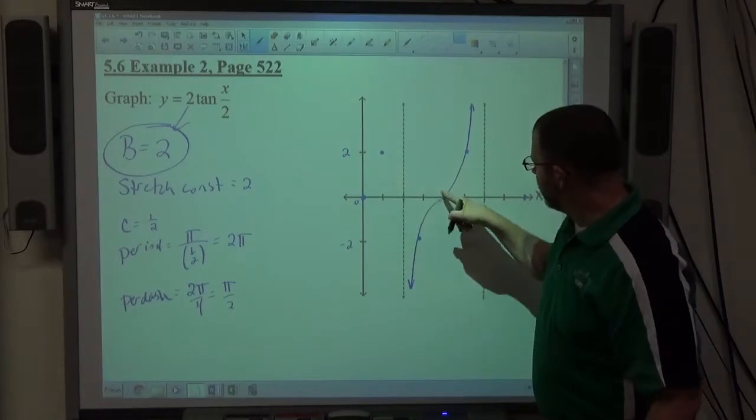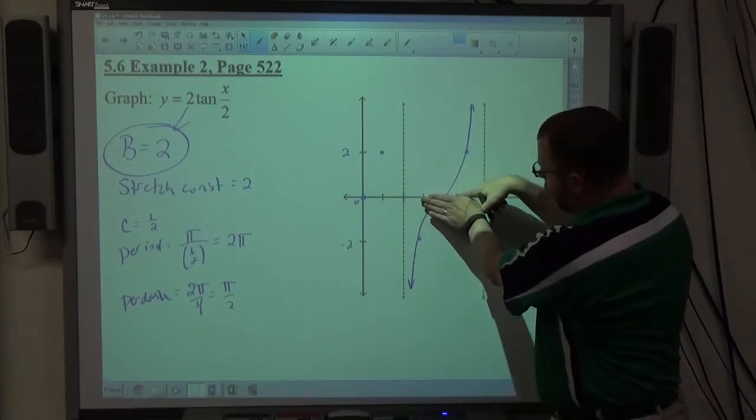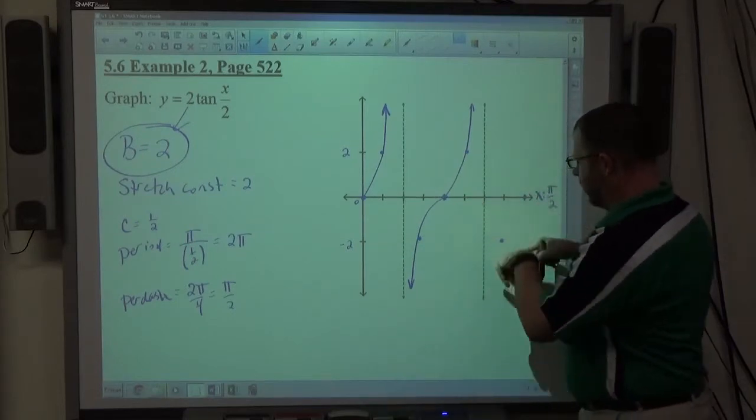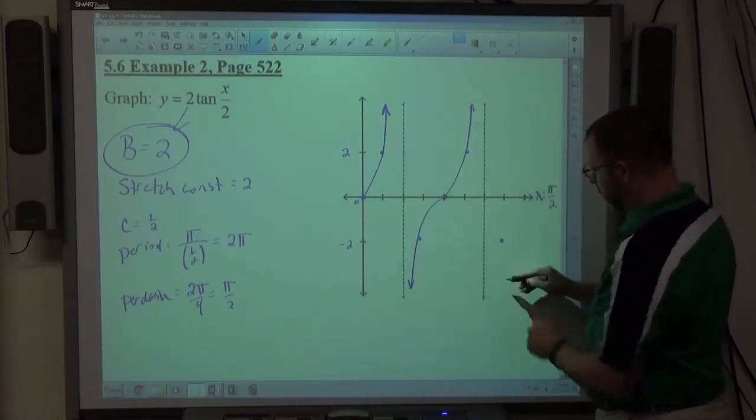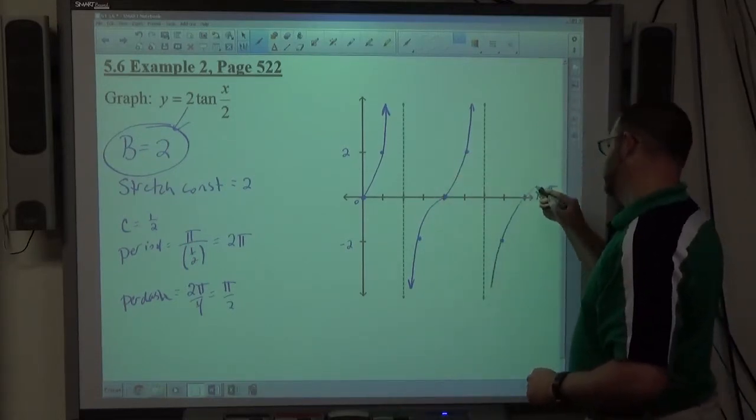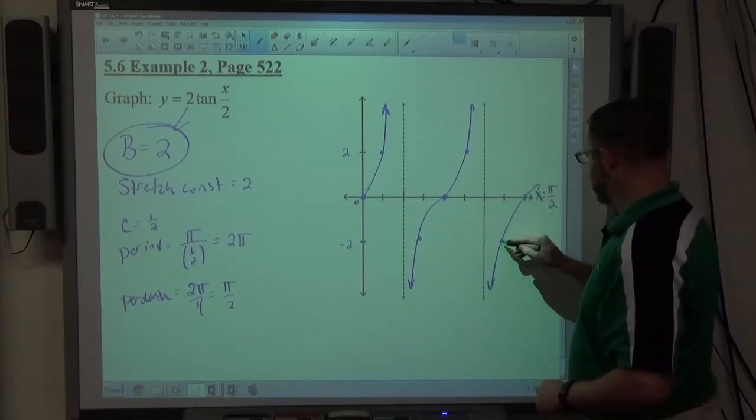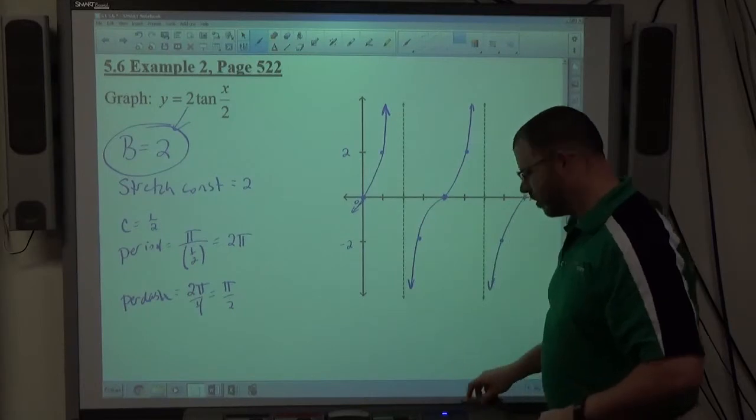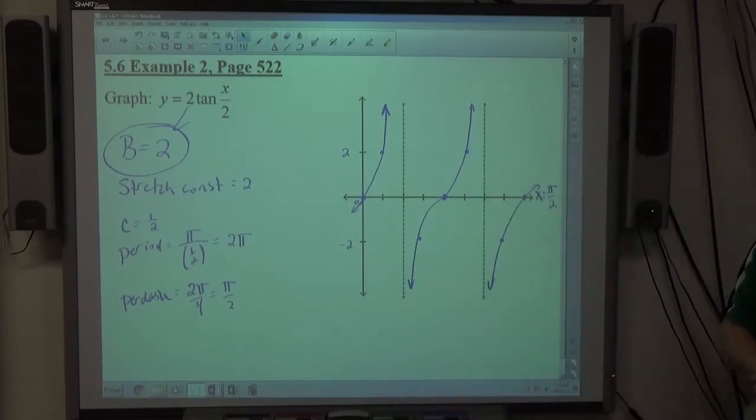This little piece here should match that, so we kind of try and match those. And this little piece here should match this part, so we're going to try and match that. Just extend the lines a little bit further there, just to show that it continues on forever.